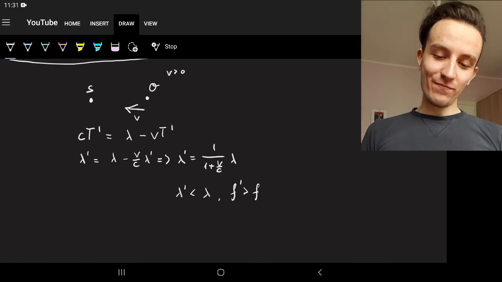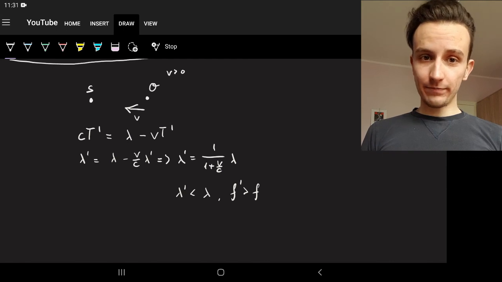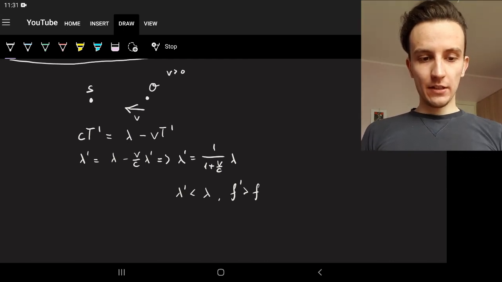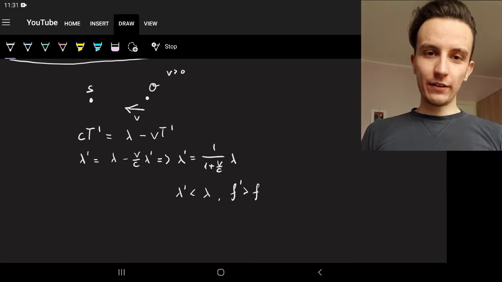So that's about it for the radial direction of the Doppler effect. Next time we can do the non-radial directions, and I'm hoping to do some relativistic Doppler effect as well.